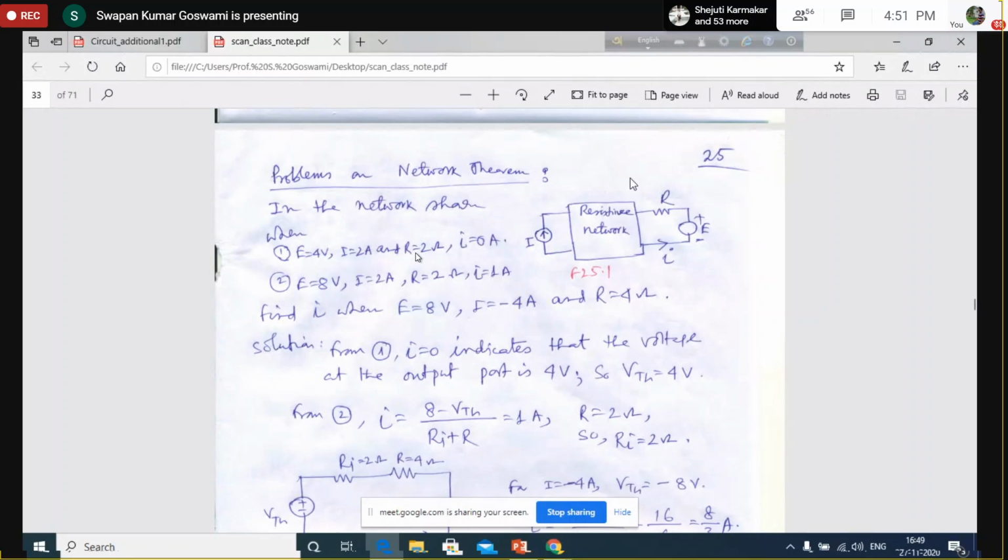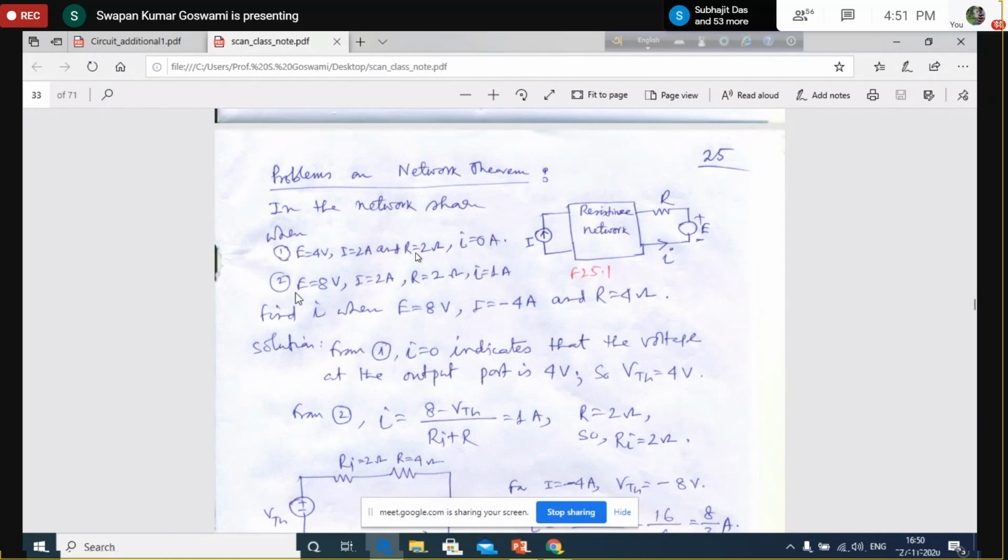A simple problem is given here. So this is a resistive network shown. Resistive network means obviously it will be a linear network. We have a current source at the input terminals and a voltage source at the output terminals. That voltage source is connected with a resistance. This current is shown to be small i, and this current source current is the capital I.